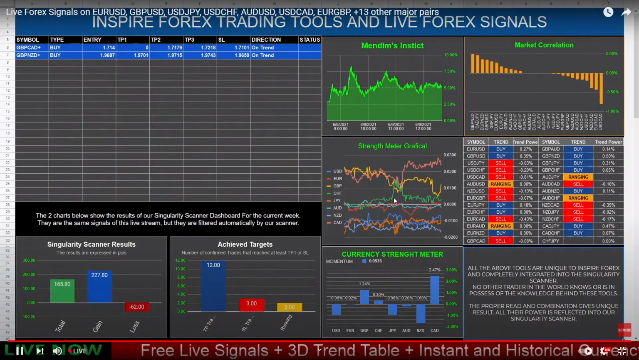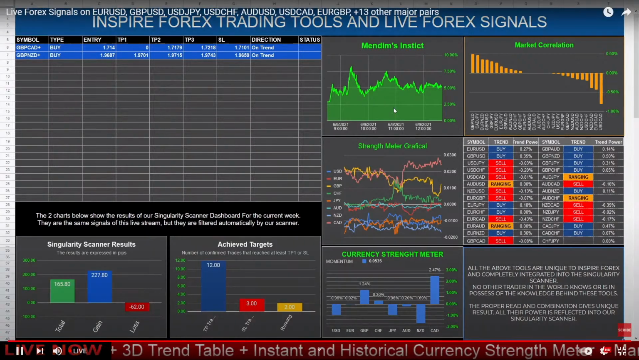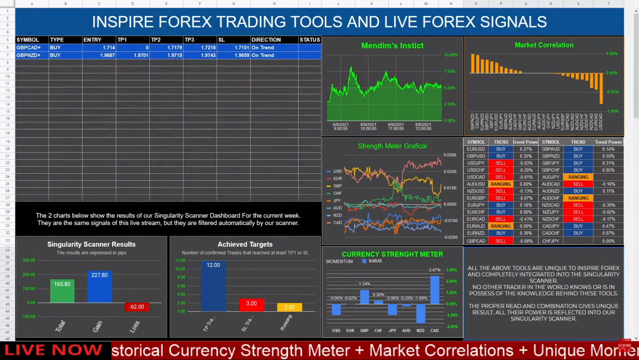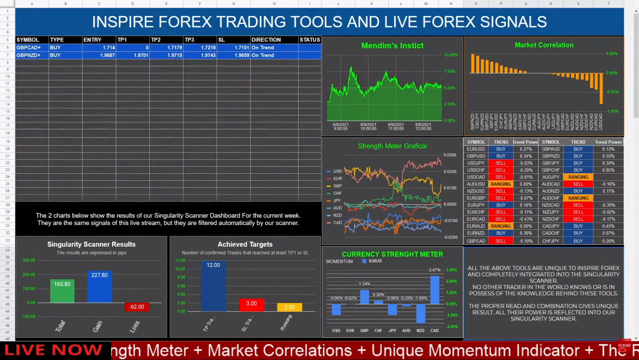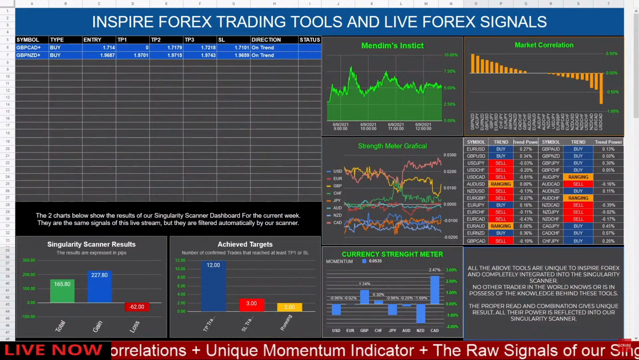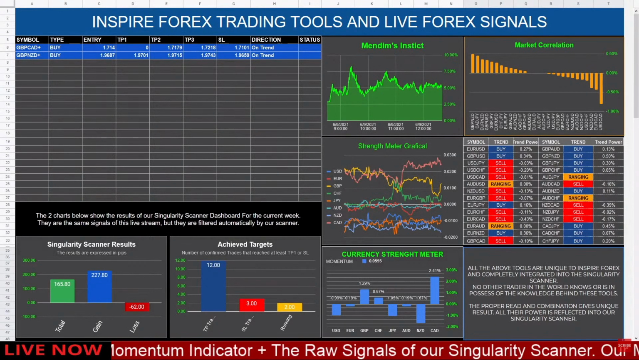But the most important one of this whole dashboard is this indicator here. As I told you, it doesn't exist anywhere else. Nobody knows how it is made. I know how it is made. I'm the only one to use it, and I'm the creator, the builder, let's say. I don't create anything, but I'm the builder, the inventor of this indicator.